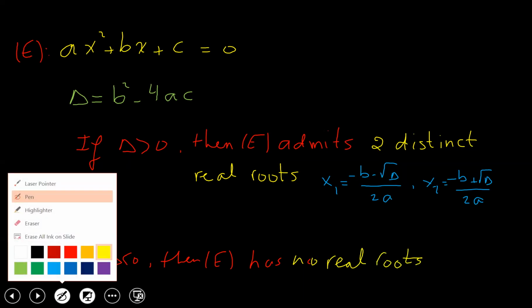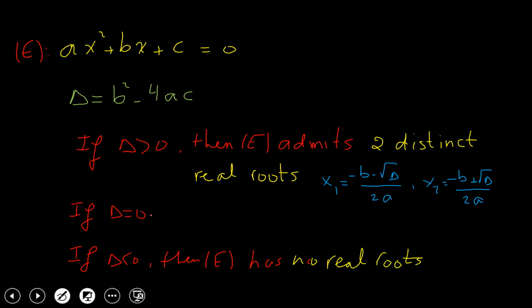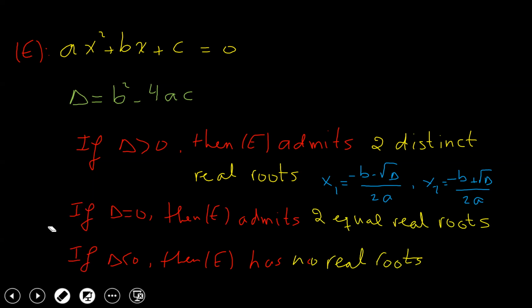Now what happens in case delta is equal to 0? We say E admits two equal roots. Instead of two distinct roots, we say it admits two equal real roots. Or instead of saying two equal real roots, we can say one double root. So what's the meaning of admitting one double root? It means two equal roots.